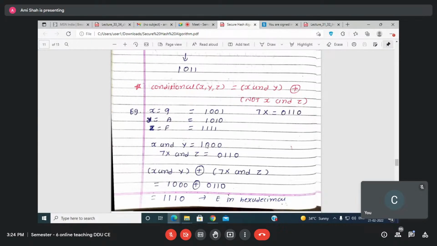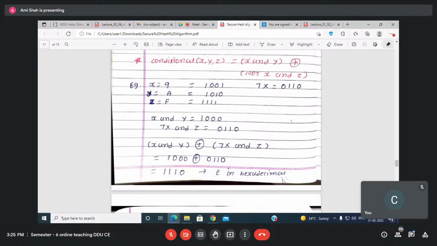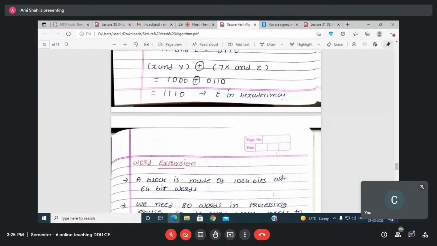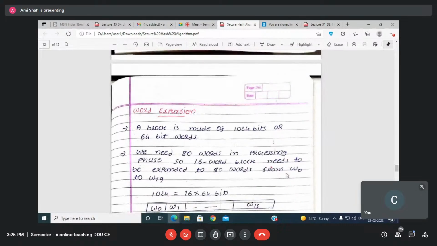Now, what is x and y? What I am getting is 1, 0, 0, 0. Then for not x and z, I am getting not x and the bits of z between them, so 1 1. So here I'm getting 0 1 1 0. Then I am performing this operation, and what I am getting is 1 1 1 0, which in hexadecimal is e. So this is the conditional operation, right? Up to this clear, everyone? Is it clear to you all?